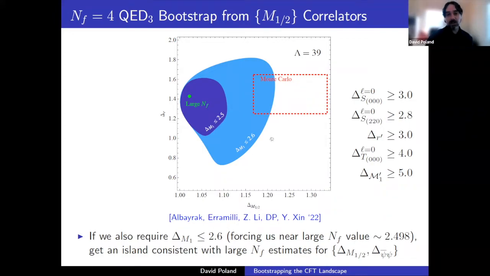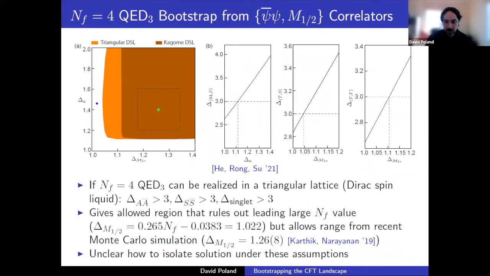Can you remind me what the Monte Carlo lattice gauge theory they're using is? Who's doing this? What's the reference for this square you're showing? The reference is Karthik and Narayanan. Do they just discretize the field theory and put it on a lattice, or is there something more clever?